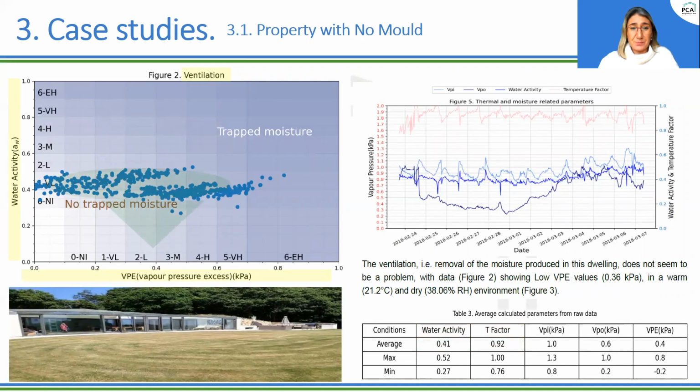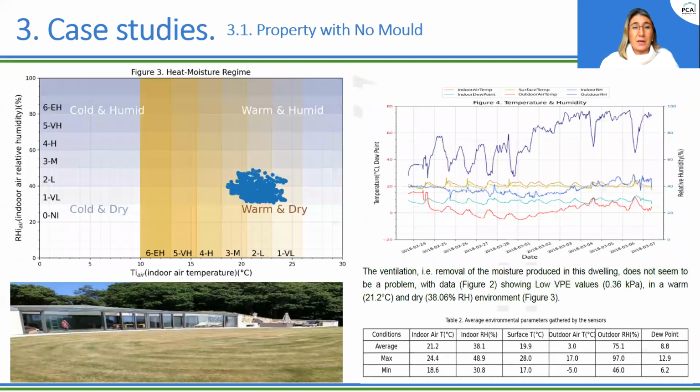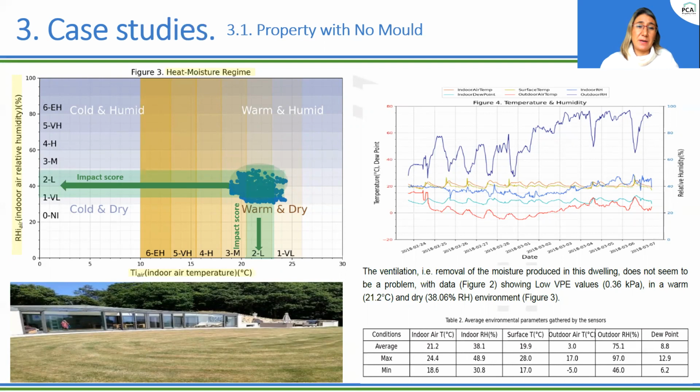where vapor pressure excess is showing a low impact to moisture imbalance, and then with low vapor pressure excess values of 0.36 kilopascals and very low water activity values. So the data also falls in an area of a warm and dry environment, which is characterized with an impacting score of high humidity being very low. So this means that the environment is dry. And the impact score of having low temperature is also low, which means that it's a warm environment.